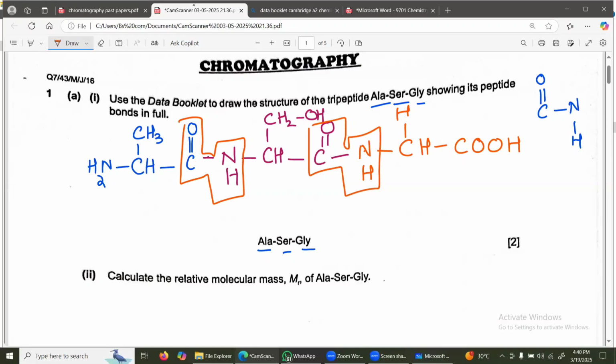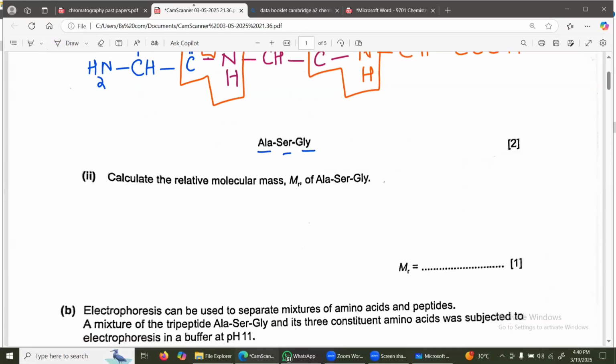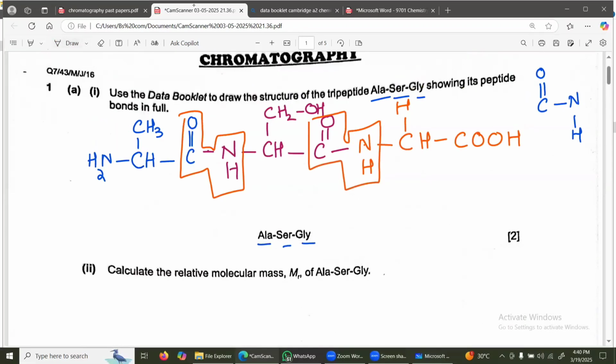Now, the second thing is that you have to calculate the relative molecular mass of alanine, serine, and glycine. So, for that reason, you can just count the number of carbon, number of hydrogen atoms, and all that. You know how to calculate the molecular mass. It's so simple.